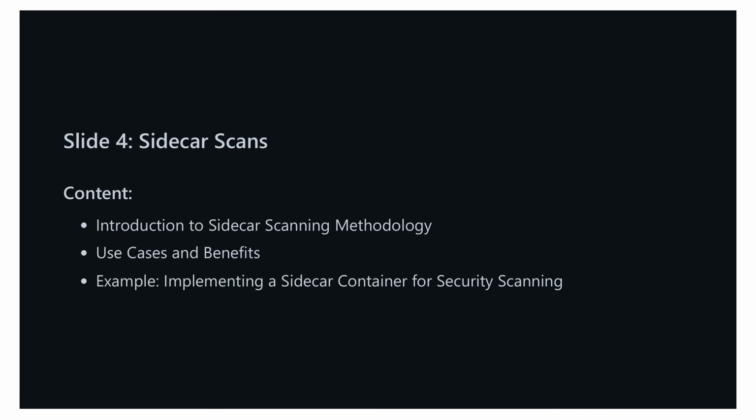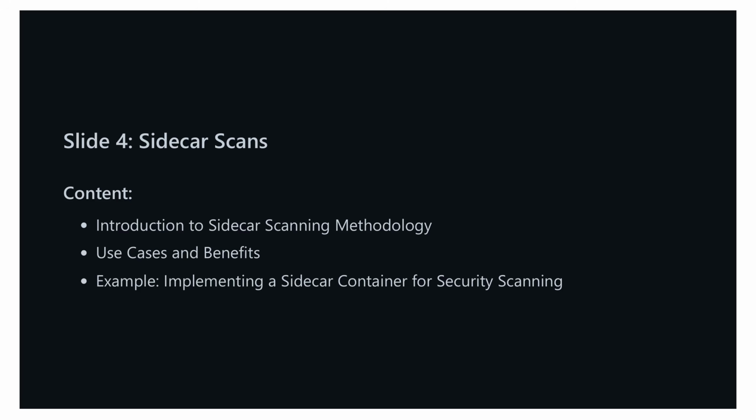Sidecar scanning involves running an additional container, known as a sidecar, that performs security scans in parallel with your primary application container. This methodology builds on the principles of separation of concerns and microservices, ensuring that security tasks do not impede the performance of your main application.